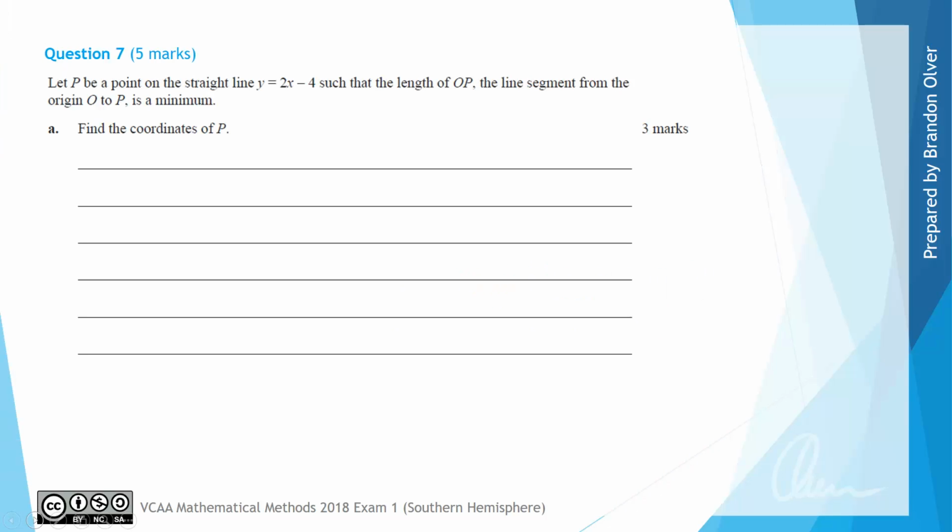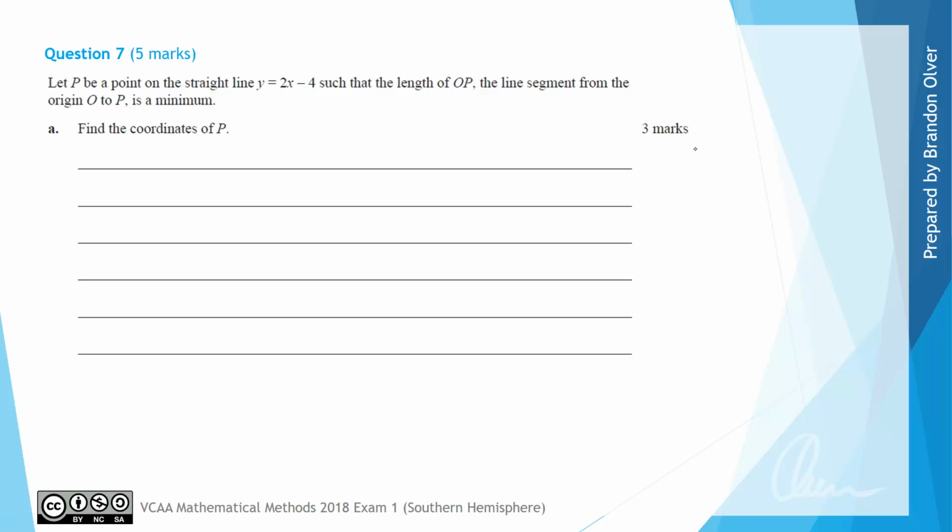So for question 7 we have: let P be the point on the straight line y equals 2x subtract 4 such that the length OP, which is a line segment from the origin to the point P, is a minimum. For part A we want to find the coordinates of the point P.